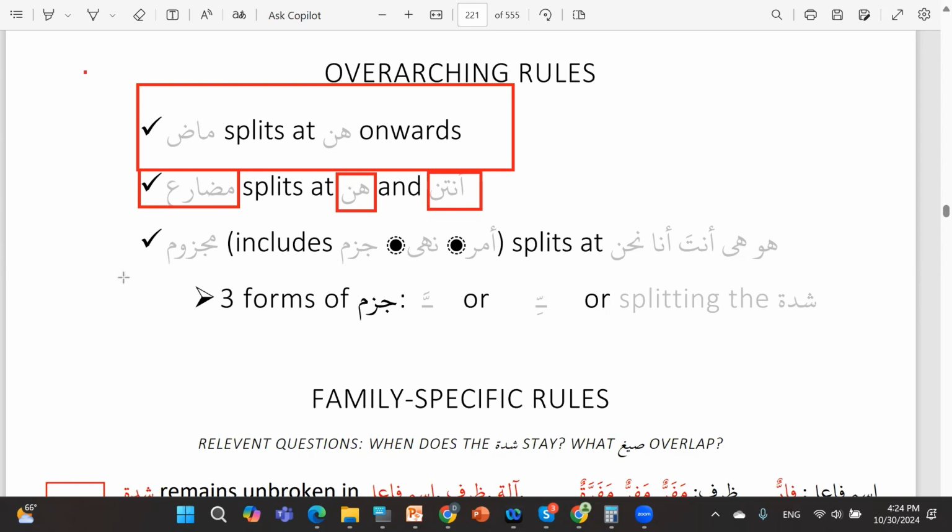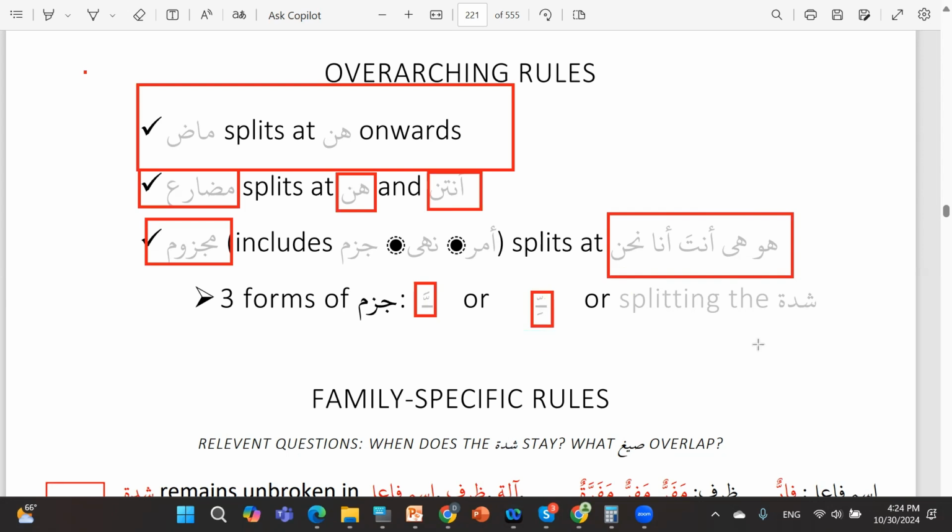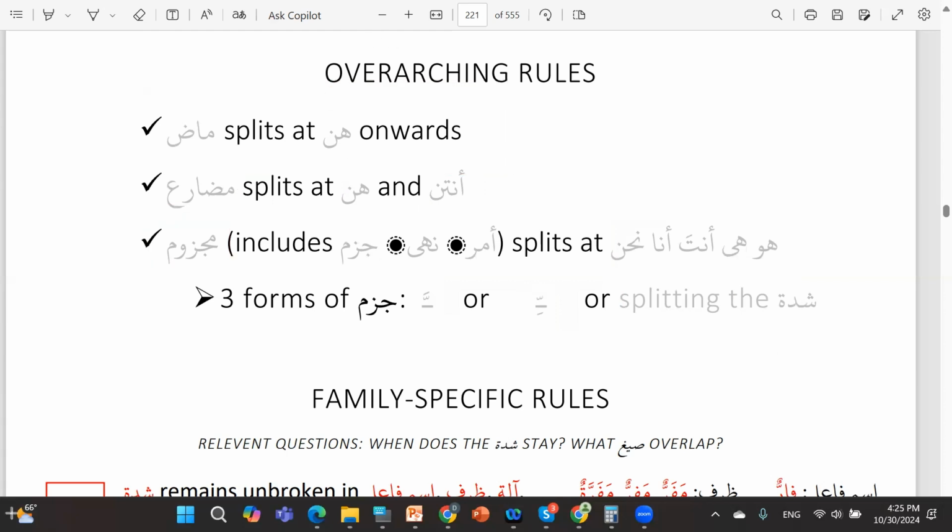The majzoom form, which is the lightest form, has three versions of the lightest form of the huwa, hiya, anta, ana, and nahnu word forms. So one is with shadda, with fatha along with shadda. Another one is with kasra along with shadda, and in the third one there is a splitting. Okay. Then these are the overarching rules.